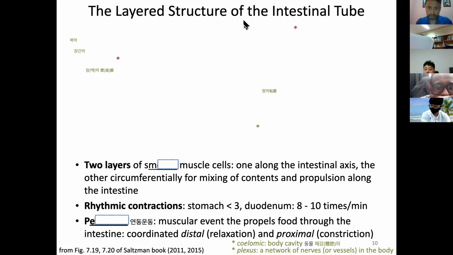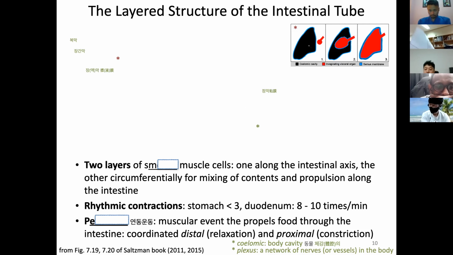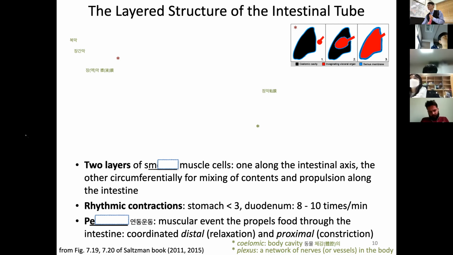Let's talk about the intestinal tube. First, I want to explain the special arrangement anatomy. You have this coelomic cavity, which means just body cavity, and your intestinal tube, such as like this tube. In fact, it doesn't just exist inside your cavity by itself. It actually looks like this. It invaginates, okay? And then that visceral organ. So you will see this layer is a double layer with the serous membrane. That's the key concept you have to understand in the intestines inside your peritoneal space.